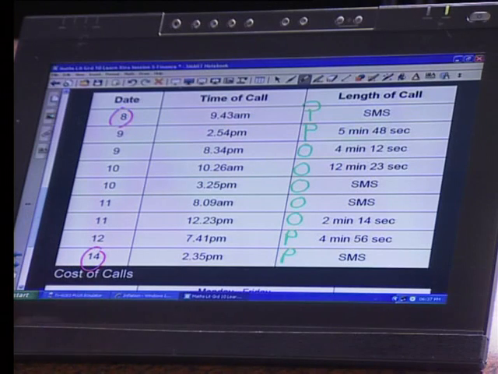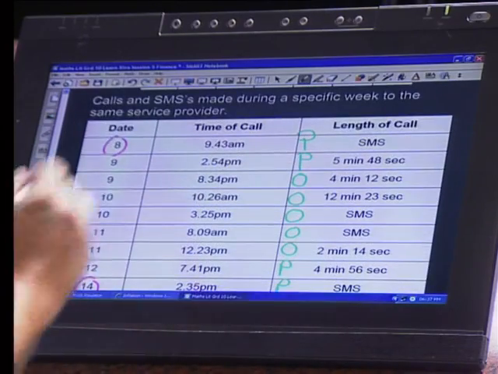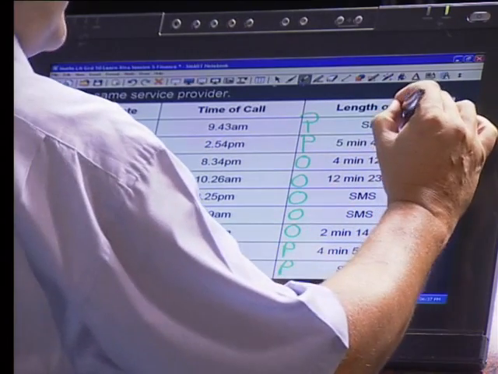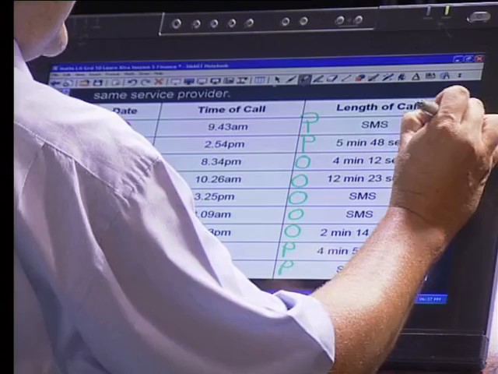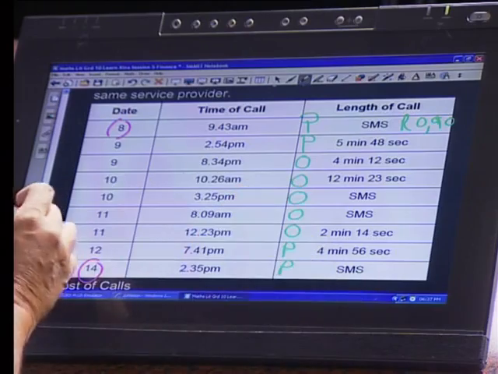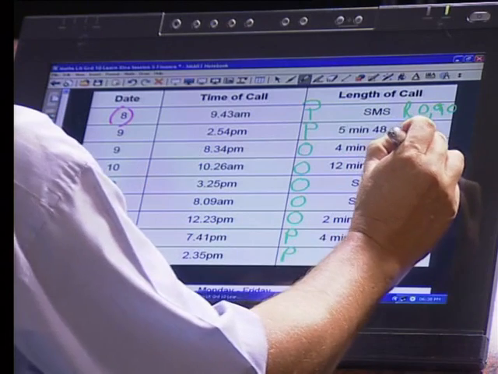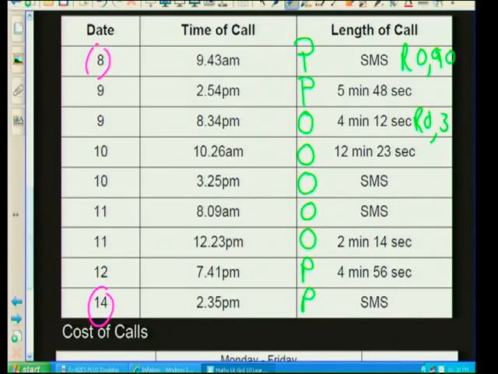Now, we've worked out peak and off peak. Now we've got to work out the costs. The easiest, I think, is to work out the cost of the SMSs. So let's start that first, shall we? So, peak SMS. How much is a peak SMS? It's 90 cents. Okay? So I'm going to write 0.90. Another SMS. Off-peak SMS is charging us 35 cents. So off-peak SMS, 35 cents. 0.35. Let's do it properly.